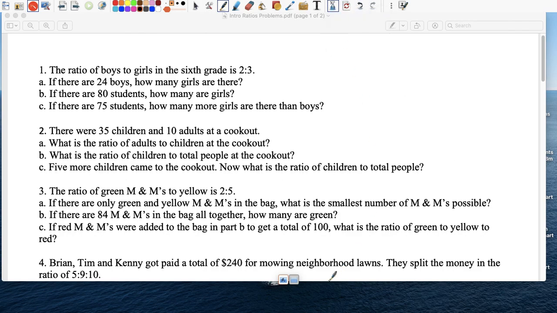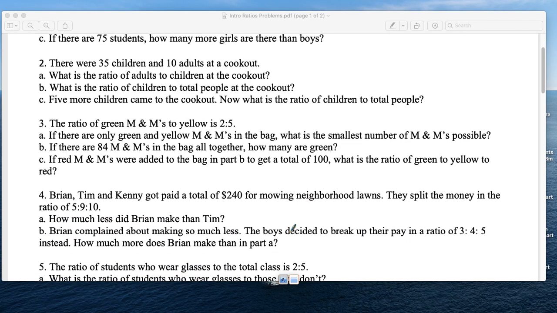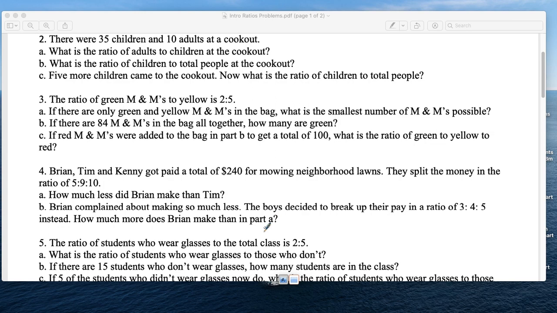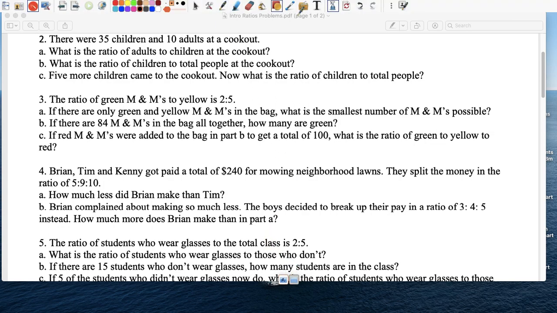Number 3. The ratio of green M&Ms to yellow M&Ms is 2 to 5. So I'm going to write 2 green to 5 yellow. Right? You can abbreviate. You can write 2G over 5Y. If there are only green and yellow M&Ms in the bag, what is the smallest number of possible total? Well, the smallest number would be 7 total.